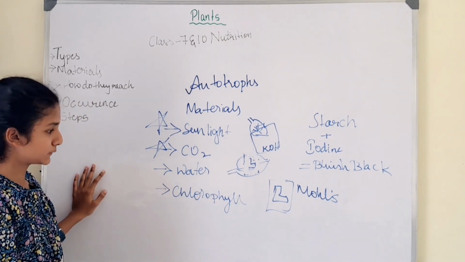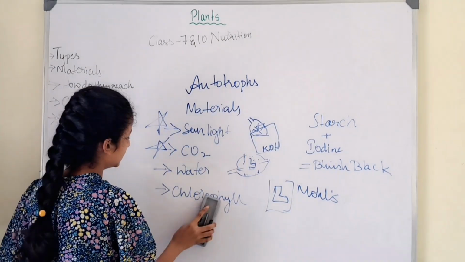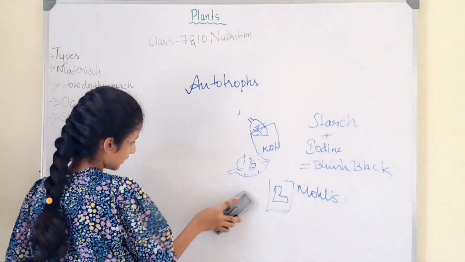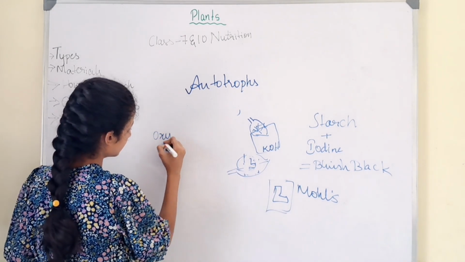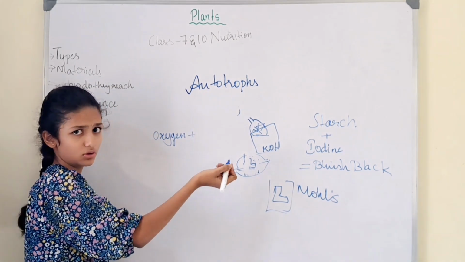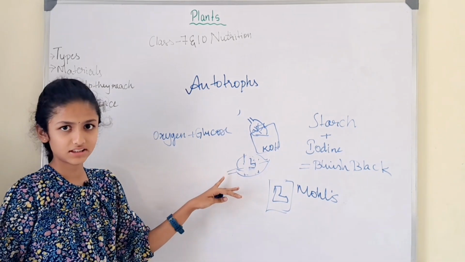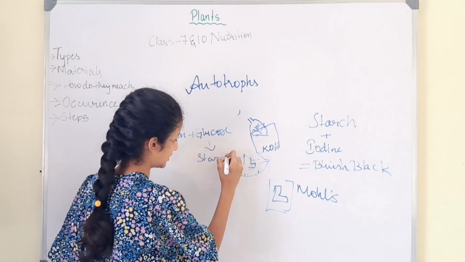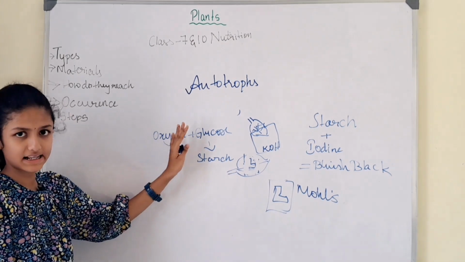Now let us go into what are the byproducts of photosynthesis. The byproducts of photosynthesis are, byproducts means end products, oxygen and starch. Starch is in its glucose form. Now glucose, when it is stored, it is known as starch. Stored form is known as starch. So when photosynthesis occurs, the starch is formed and oxygen gas is released.